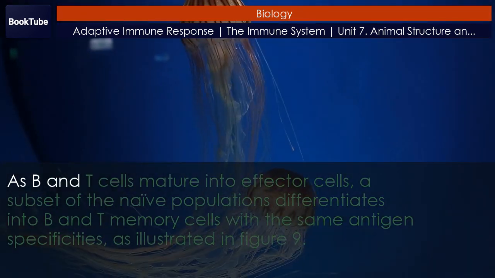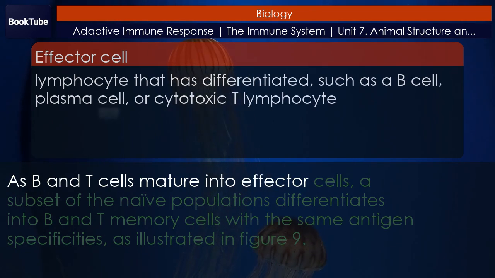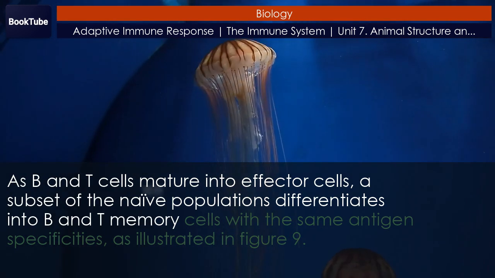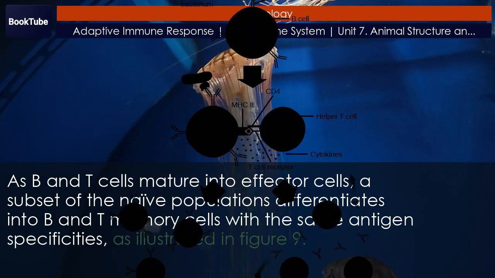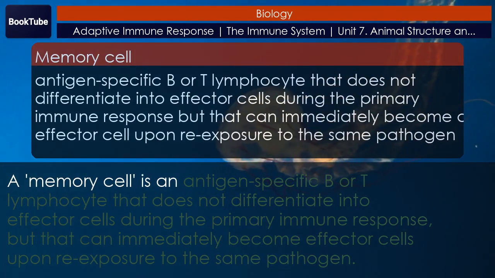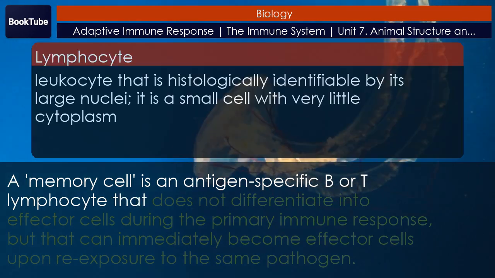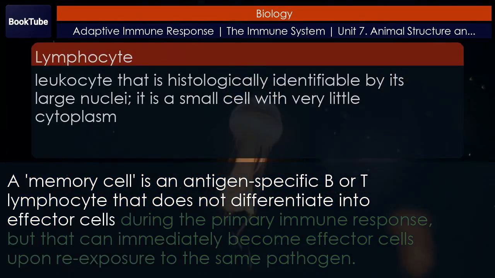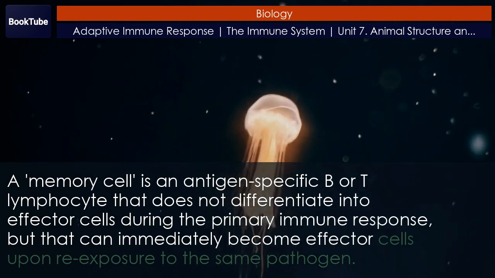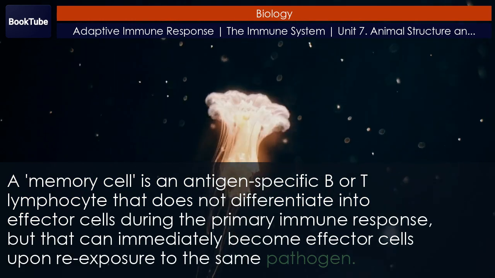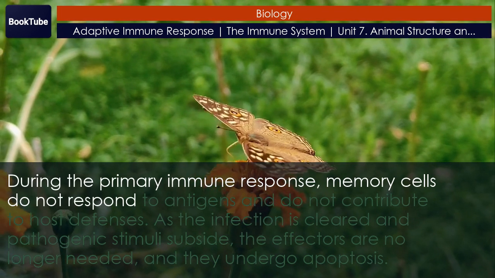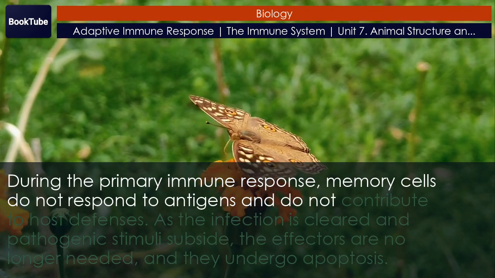As B and T cells mature into effector cells, a subset of the naive populations differentiates into B and T memory cells with the same antigen specificities. As illustrated in Figure 9, a memory cell is an antigen-specific B or T lymphocyte that does not differentiate into effector cells during the primary immune response, but that can immediately become effector cells upon re-exposure to the same pathogen. During the primary immune response, memory cells do not respond to antigens and do not contribute to host defenses.